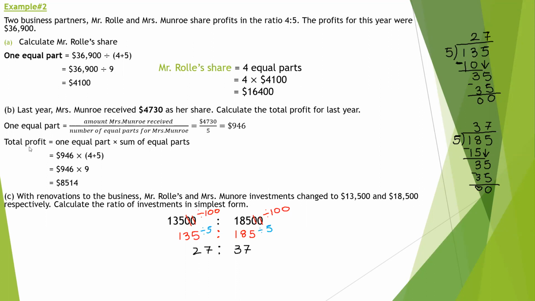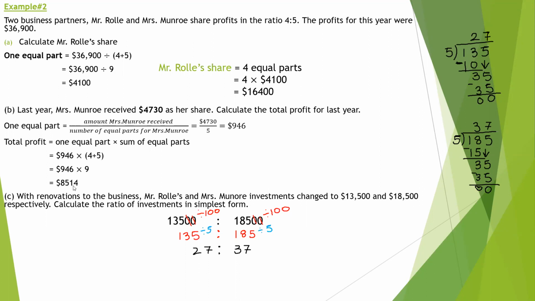To get the total profit, you do one equal part times the sum of equal parts, which is $946 times 4 plus 5, the sum of the ratio, because you find in all the equal parts. So you do 946 times 9 and you get $8,514. That's her total profit.